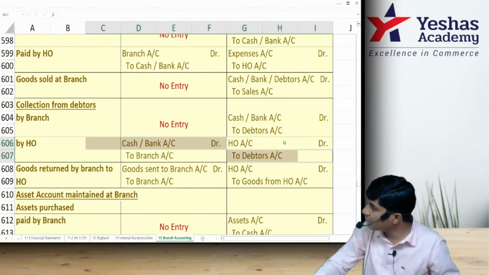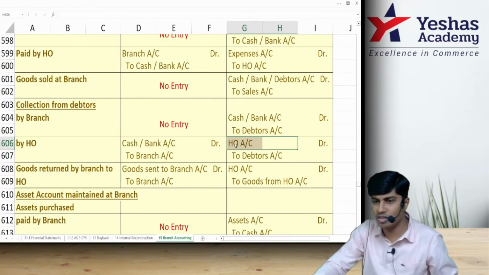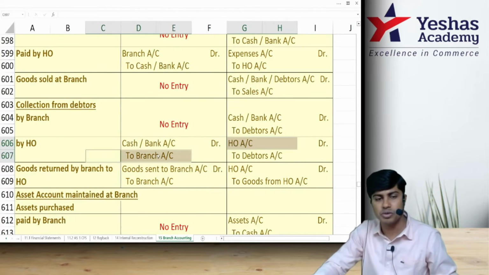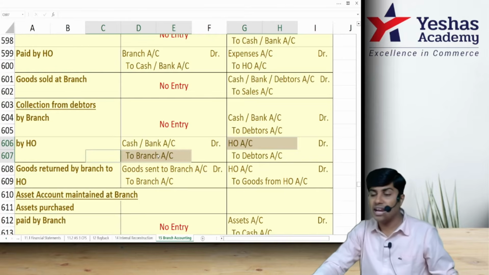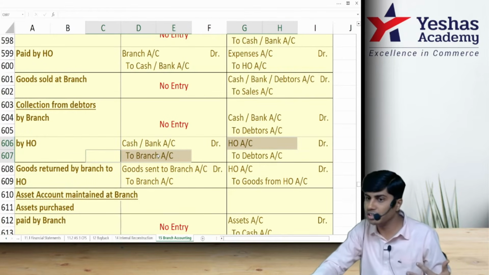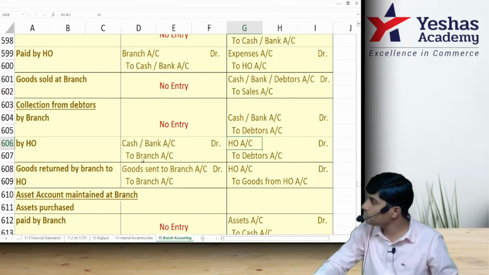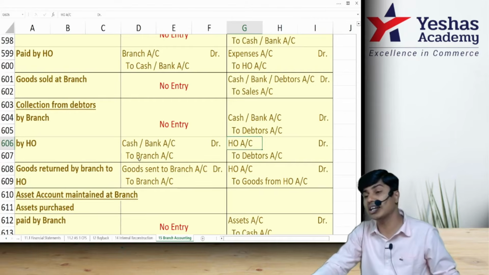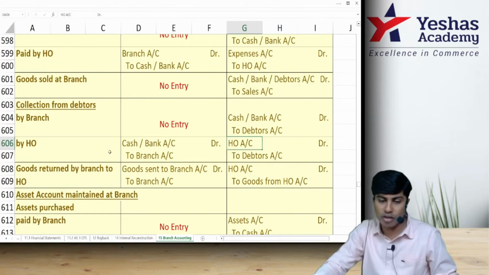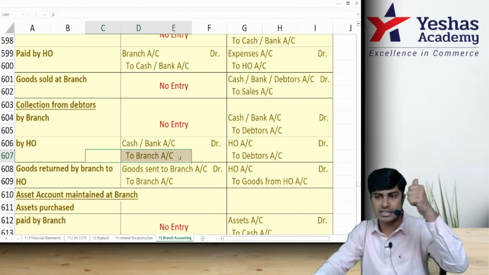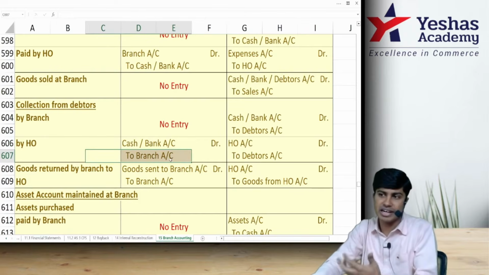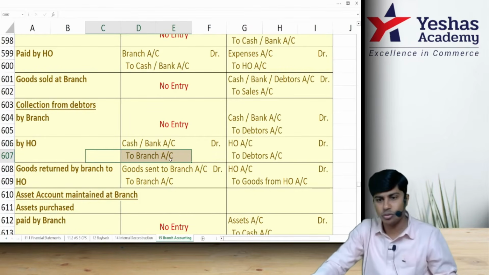There is a missing debit in branch books, which will be head office. There is a missing credit in head office books. Head office has collected money on behalf of the branch, and the branch is supposed to recover that money. So you debit the head office account in the branch. Head office will credit the branch account, because it is like they have collected money from the branch. Branch as an asset will reduce.